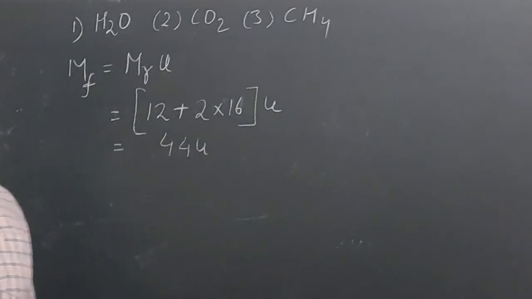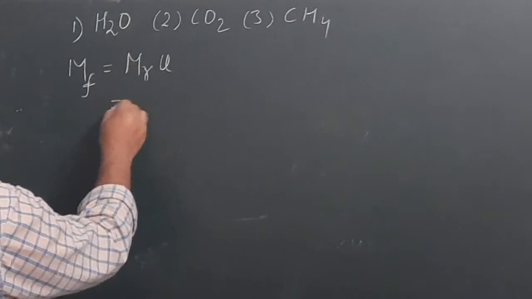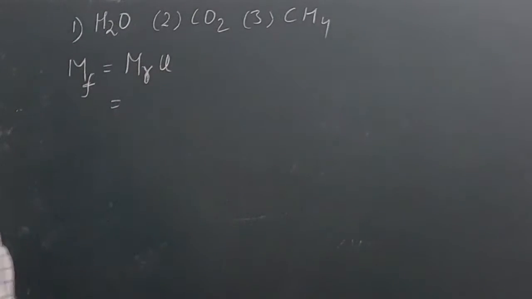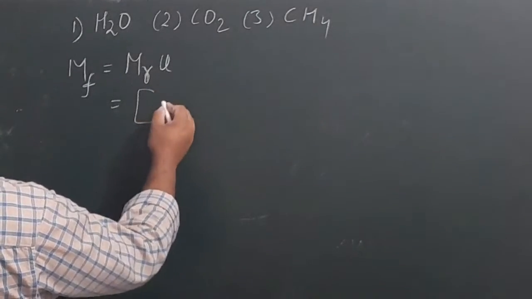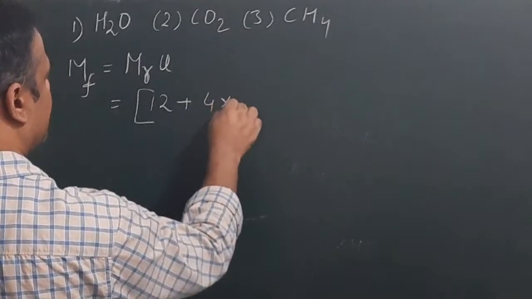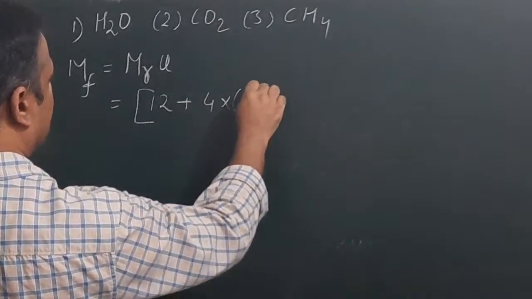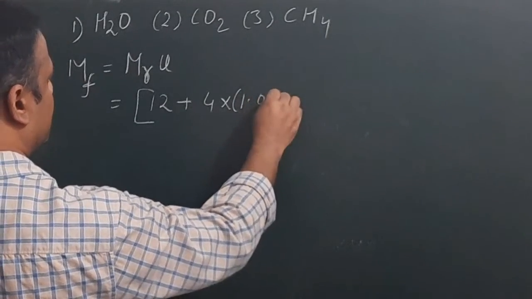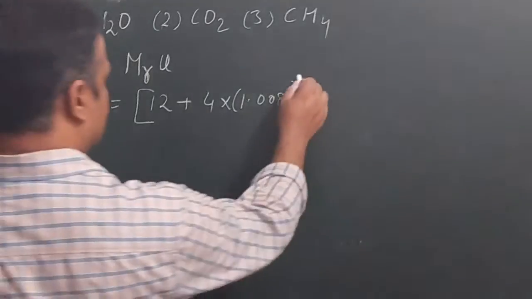Now we come to relative molecular mass of CH4. Again we'll apply the same concept, relative molecular mass into U. So relative molecular mass of CH4 will be, for carbon relative atomic mass is 12, for hydrogen relative atomic mass is 1 actually, but we can take 1.008 also, and then U.